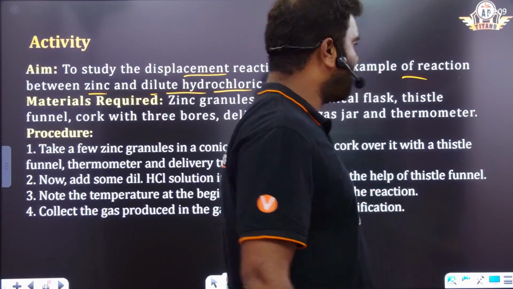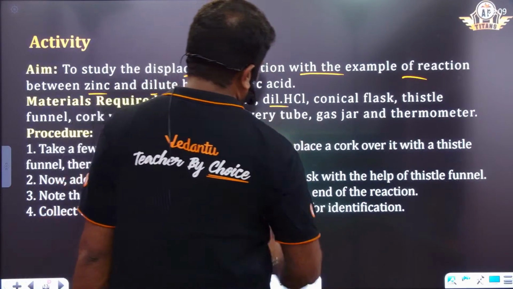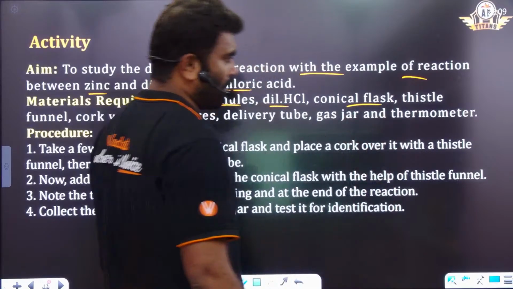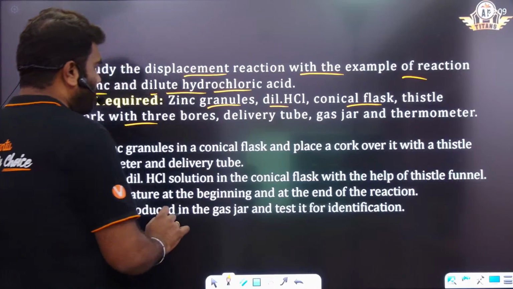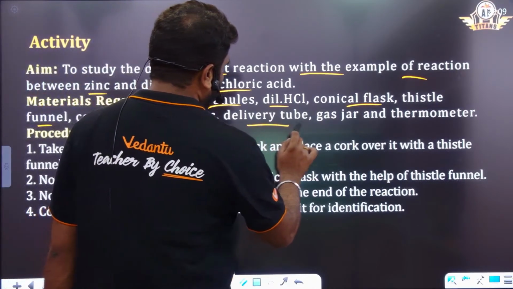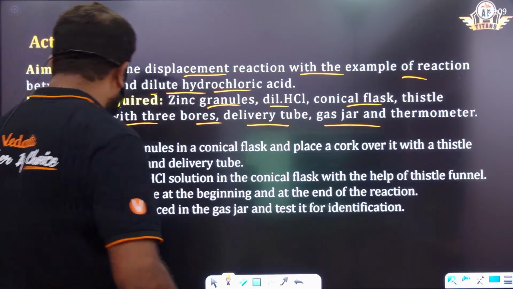So here we have to take zinc granules, dilute hydrochloric acid, a conical flask, and a thistle funnel, a cork with 3 bores, delivery tube and jar and thermometer. So these are the required materials we have to take.